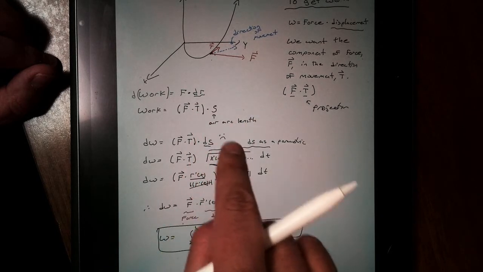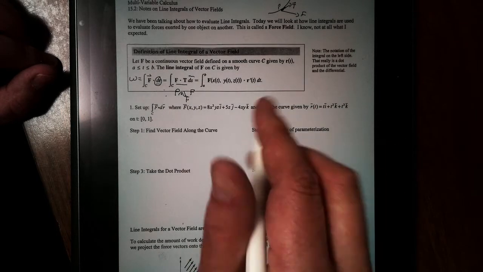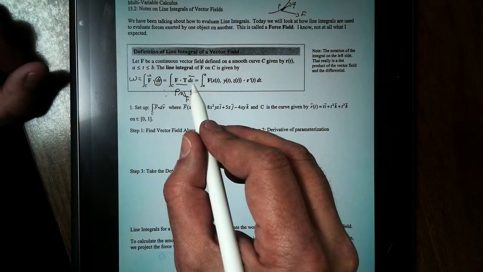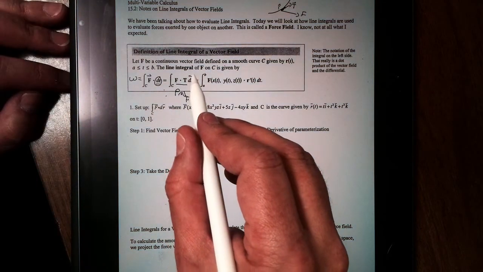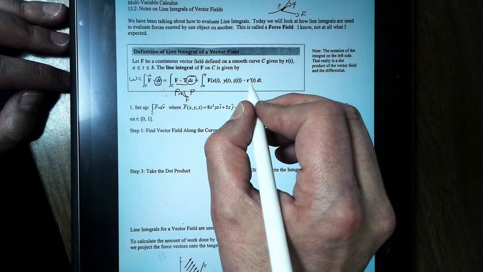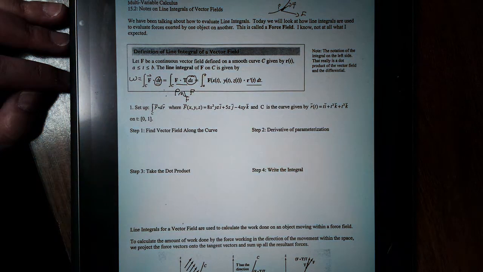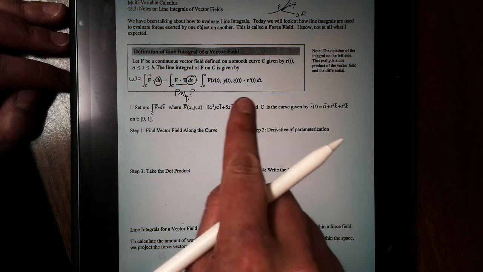Now again, arc length was very difficult to solve for because remember, arc length is going to be in terms of multiple variables, and that gets complicated. So we converted this to a parametric. We convert ds to a parametric, and we get r prime of t dt. You can see another video where we did that. So let's take a look at an example.